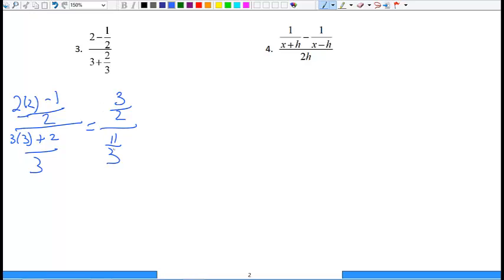And then I can apply the rule that we just did in the other examples. So 3/2 times 3/11. And it doesn't look like anything divides out there, so we get 9/22. Alright, which brings us to number 4.